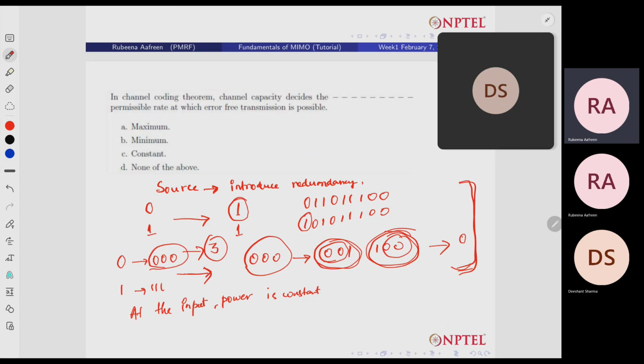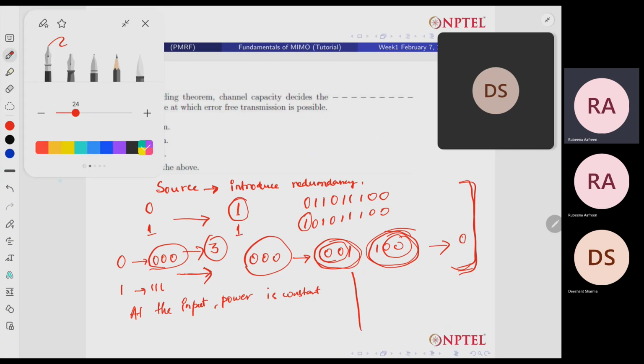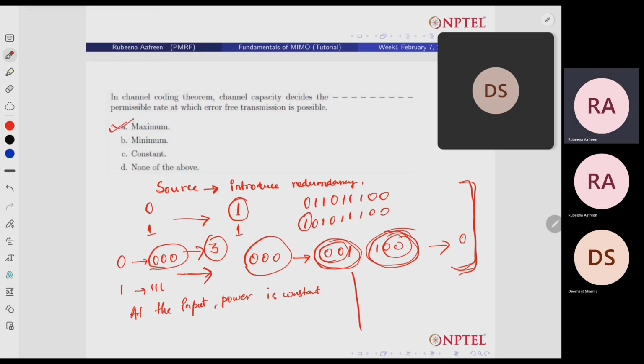Now we will move on to the Shannon capacity. Shannon's capacity is the maximum information that can be sent over any channel. Till now we have been doing source encoding and channel encoding just to reach Shannon's limit. The channel capacity is the maximum permissible rate at which error-free transmission is possible. So for this question, A would be the answer.